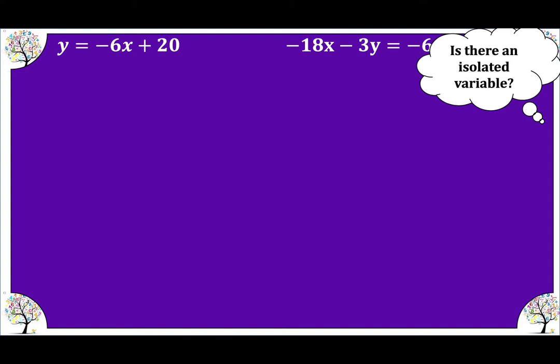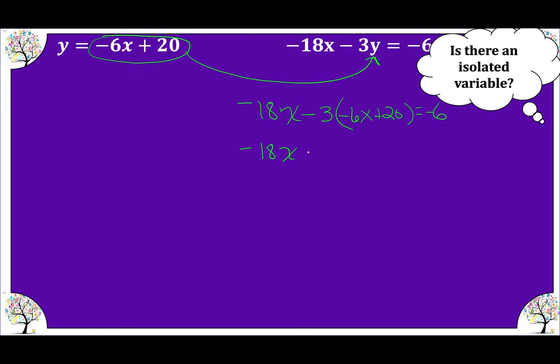Do we have an isolated variable? We sure do. Y equals negative 6x plus 20. Let's substitute that in for the y variable in the other equation. We're going to use parentheses, so minus 3, instead of y, we're going to write negative 6x plus 20 equals negative 6. Now we have to distribute. So a negative times a negative is positive.